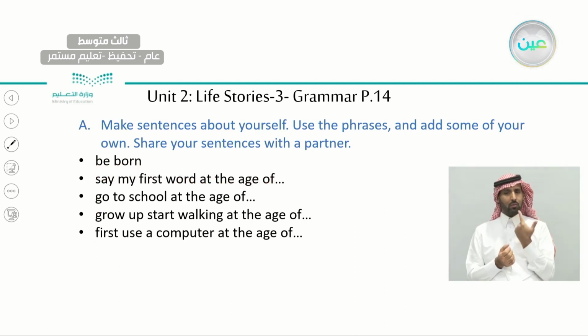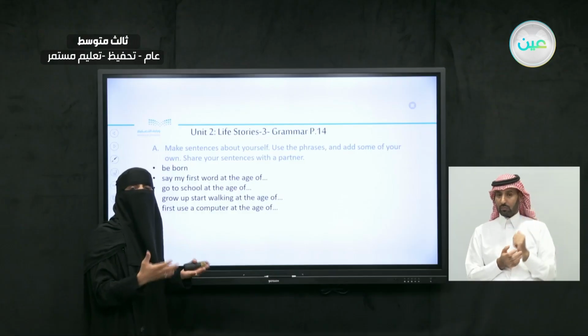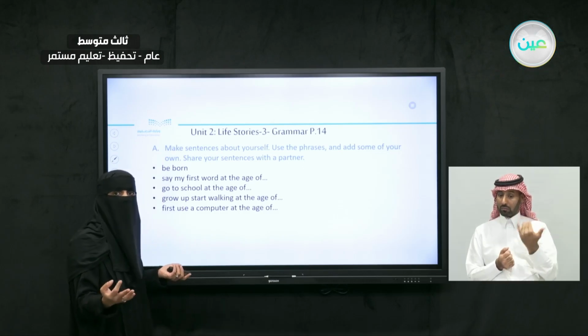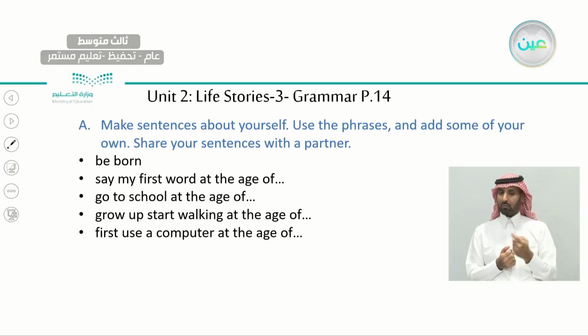Say my first word at the age of. So when did you, what is your first word? What age were you when you said it? Okay? Write a small paragraph. Go to school at the age of, when did you go to school? Your age, were you 7? 6? Okay? Grow up, start walking at the age of. So when you are growing up, what age you started walking? You were what? 1.5? 2 years? 3 years? When did you start walking?